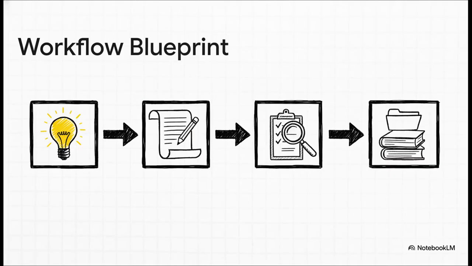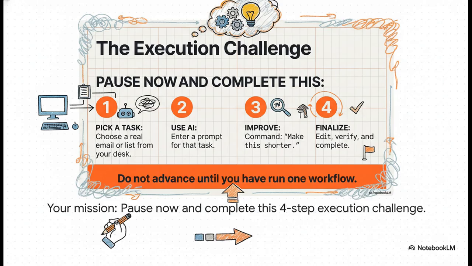So, your personal workflow is going to have 4 simple parts. You've got the input, that's the trigger, the process, that's your core reusable prompt, validation, that's your trust but verify step, and finally, the asset, that's the finished product that you save to your library. And now, it's your turn.